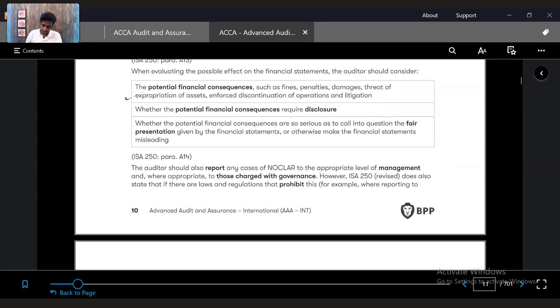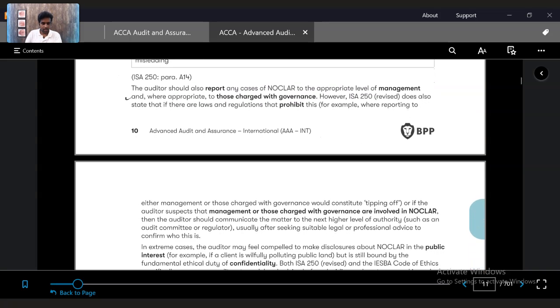And also, auditors are responsible to do a communication. So the auditor should communicate all the matters with respect to the NOCLAR to those charged with governance. Like all the matters have to be communicated. In fact, ACCA 250 also states that if there is any non-compliance, the auditor should communicate with those charged with governance and management in those aspects. But ACCA 250 also suggests that you ensure that you are not tipping off the client. Ensure that you're not tipping off the client.